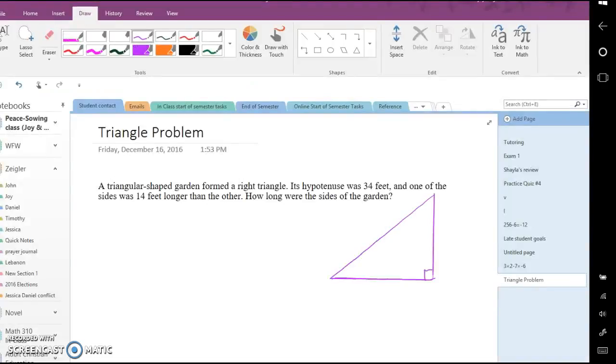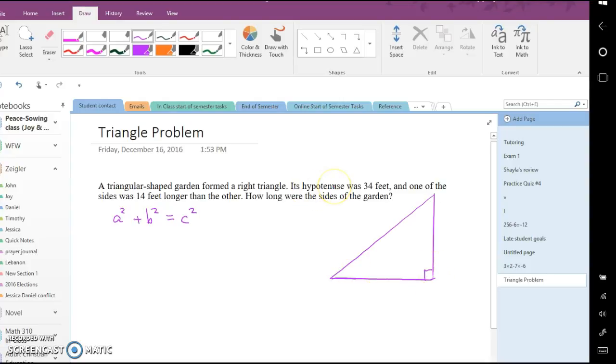You need to know that a right triangle has a formula called the Pythagorean theorem, where the legs of the triangle, which we'll represent by A and B, if you square the legs and add them together, you get the square of what they call the hypotenuse. The hypotenuse is the side across from the right angle.